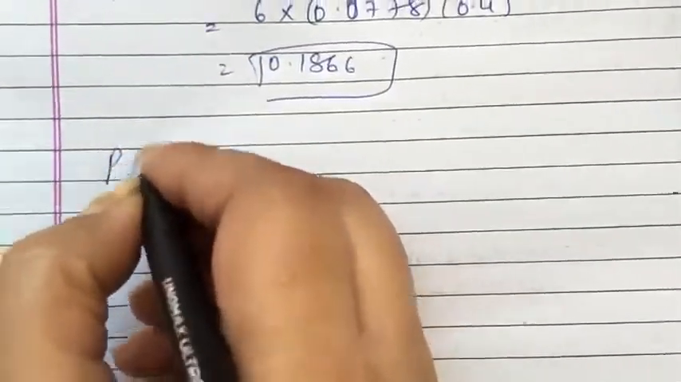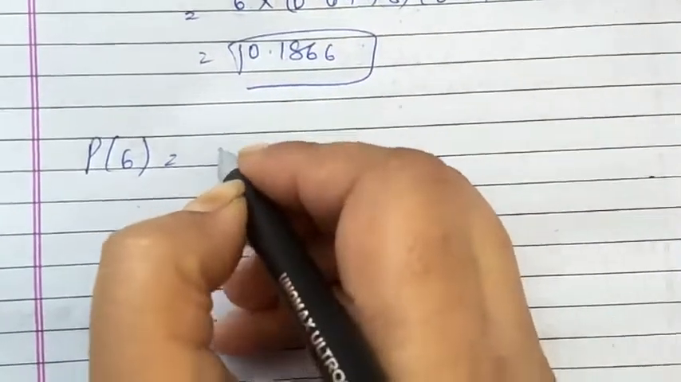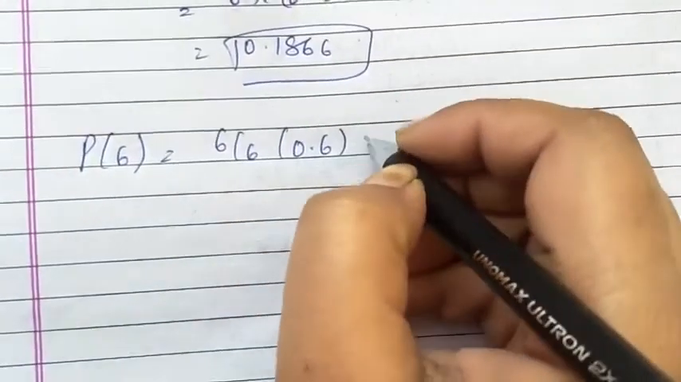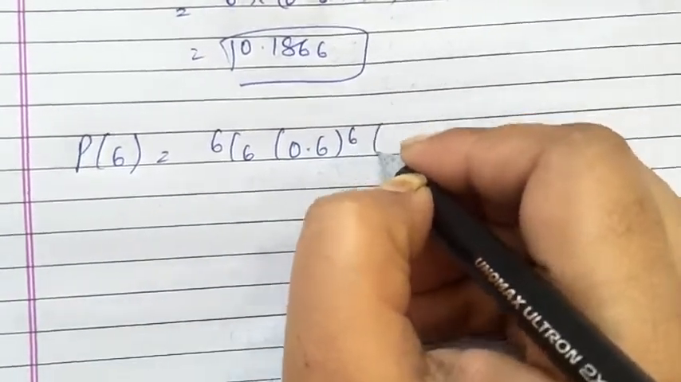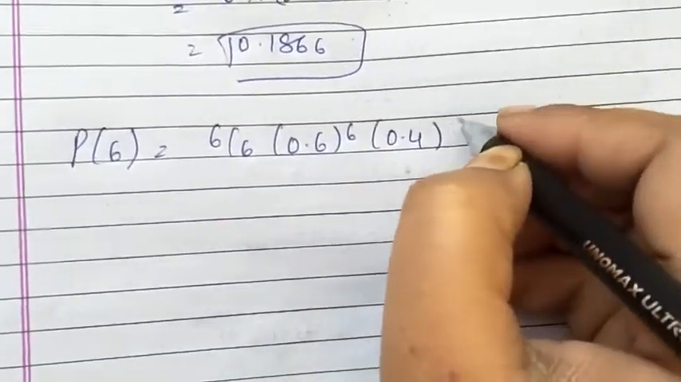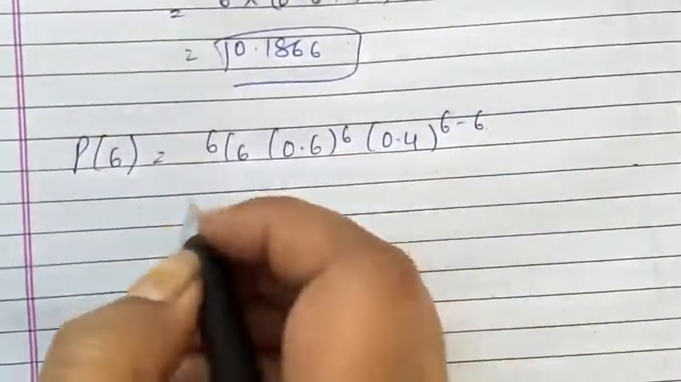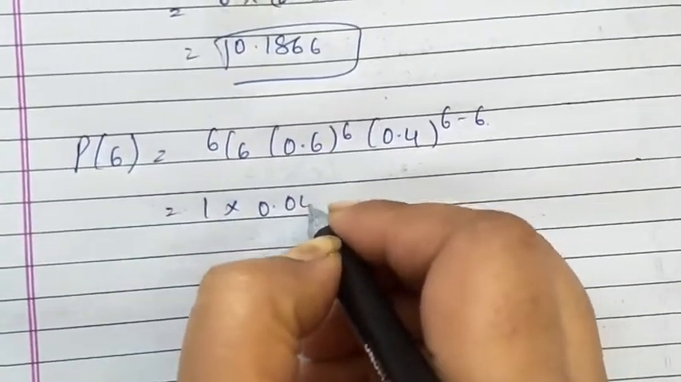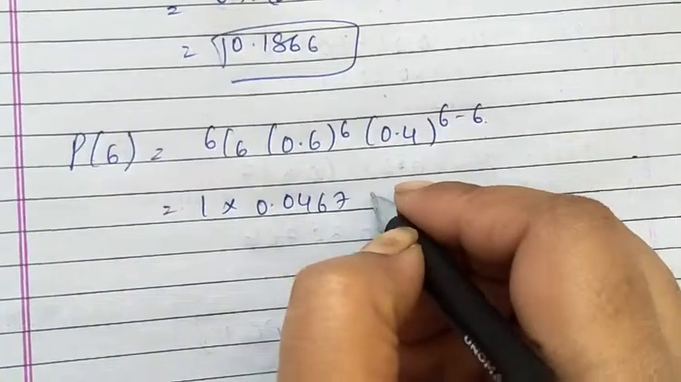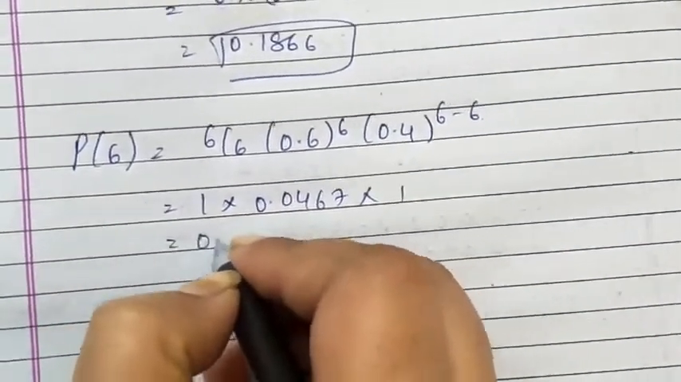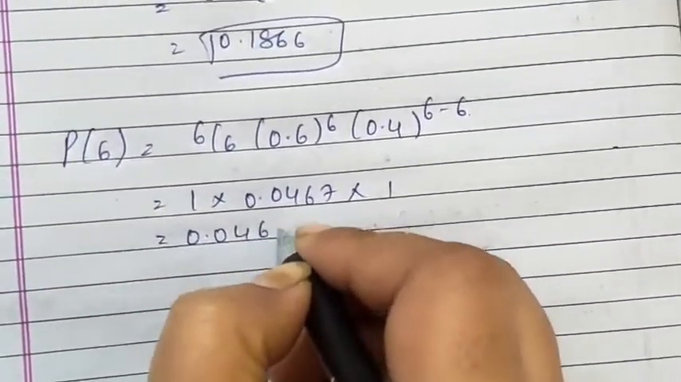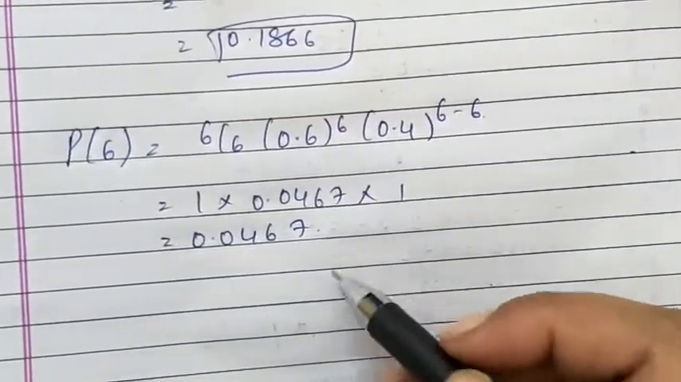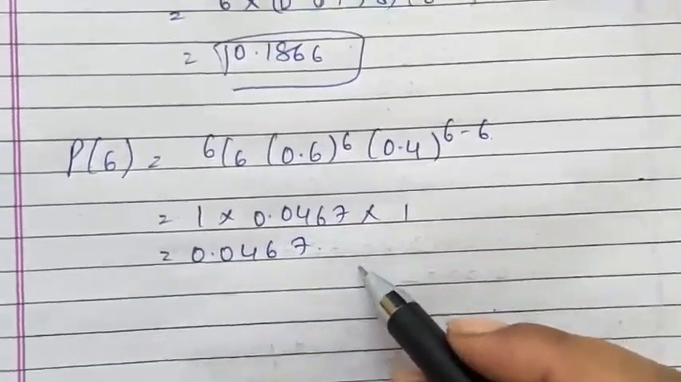So for P(6), 6C6 into 0.6 raised to 6 into 0.4 raised to 6 minus 6, that is 1, into 0.0467 into 1. The answer comes to 0.0467. Clear? So we got the values for P(4), P(5), P(6).